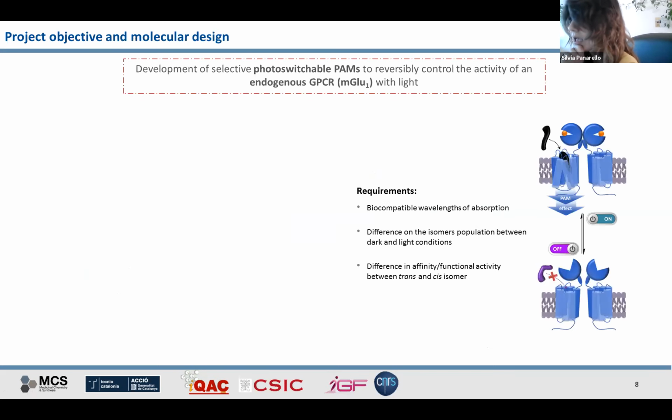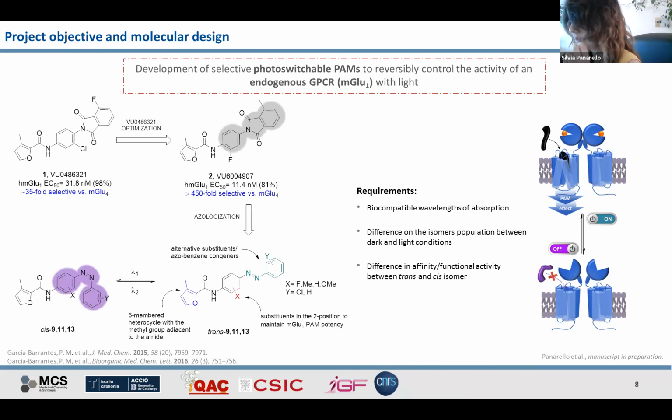So very often we stop and try to improve the initial design, going back in an iterative way. However, as potential candidates for this kind of application, the molecules have to have precise characteristics like biocompatible wavelengths of absorption, different isomer populations between dark and light conditions, and different activity and affinity on the target protein between trans and cis. Specifically, these compounds were developed after applying the azologization approach to a known mGlu1 PAM by introducing an azobenzene group instead of the N-phenylphthalimide moiety to obtain photoswitchable mGlu1 PAMs in their trans configuration.